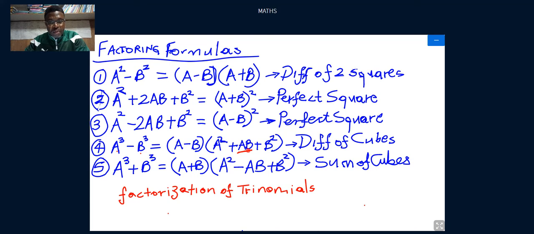We also get the sum of cubes. It's the same thing. The difference is that there is a plus sign. Right? So you must notice that here we have a negative sign and here it's positive. So if it's negative here, if it's positive here, then it's negative. So this is the sum of cubes.